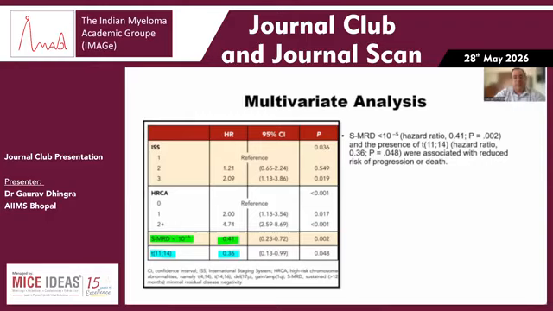On multivariate analysis, ISS staging and presence of high-risk cytogenetic abnormalities were associated with poor progression-free survival, while sustained MRD negativity rates and presence of translocation 11-14 were associated with reduced risk of progression or death.